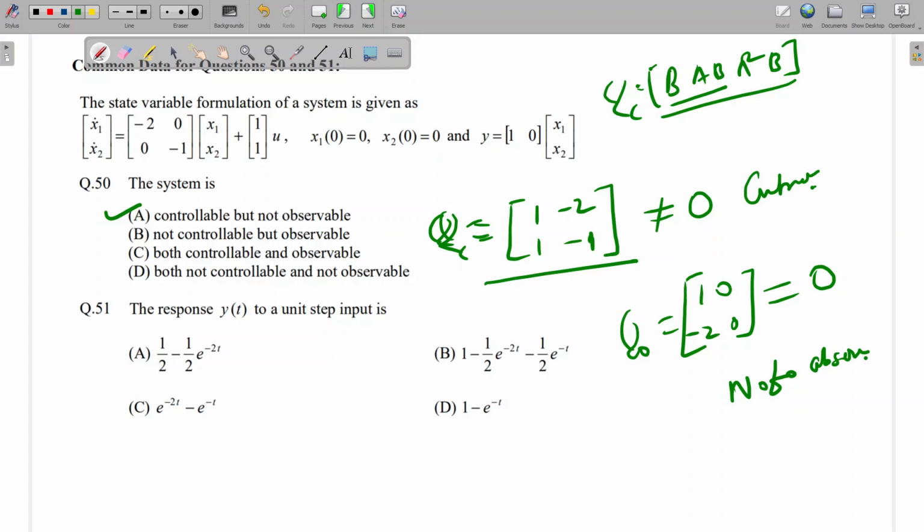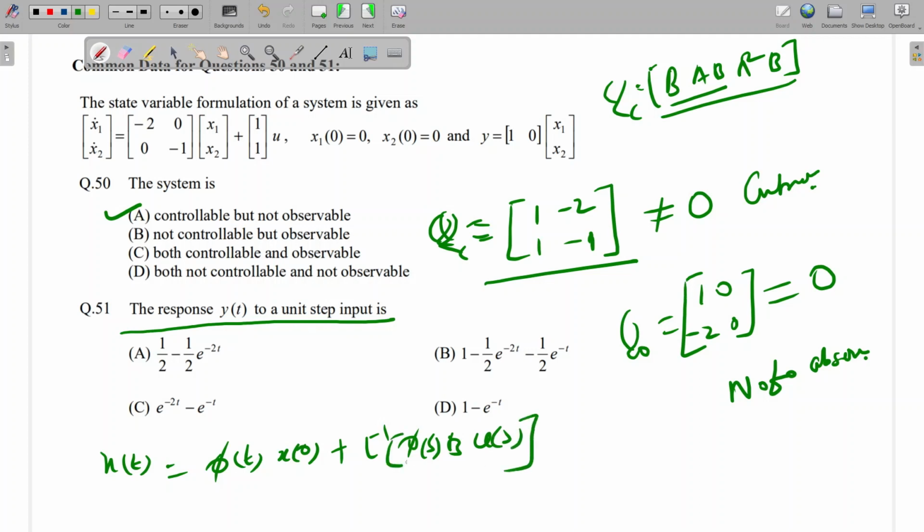Yes, sir. Okay. And this one, similarly, we can do: x(t) is equal to phi(t) x(0) plus L inverse of phi(s) B U(s). But since here x(0) is 0, this first term will be 0, and we'll do the L inverse of phi(s) B U(s), which will give the step response for the system. Should I solve this, or is it easy?